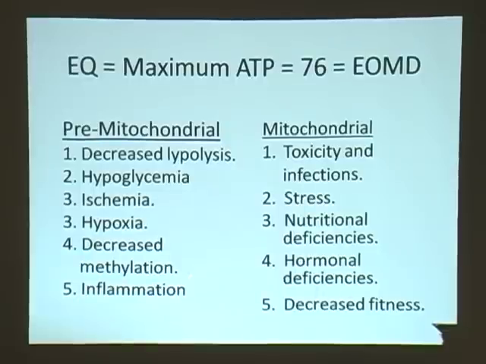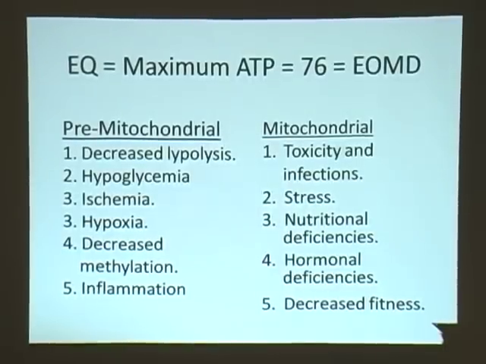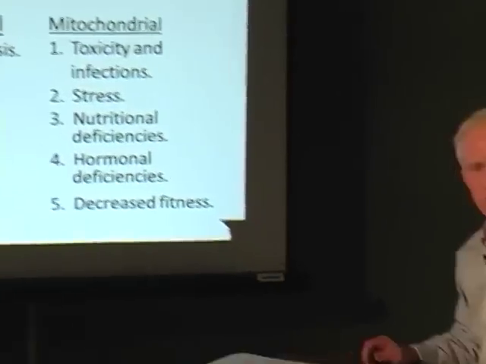Number 4 and 5 are potential issues with him, all of which we need to treat if we're going to improve his cellular energy production. Now, when we get right into the mitochondria itself, the kinds of things that could affect him are just flat-out toxicity and infections. He has no evidence of any chronic infections.